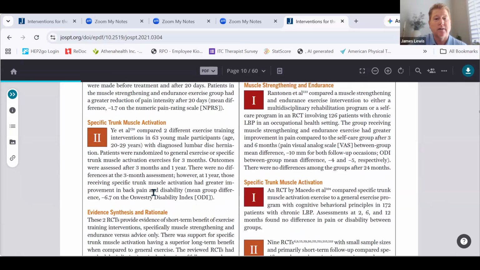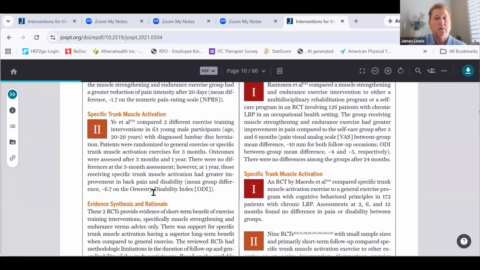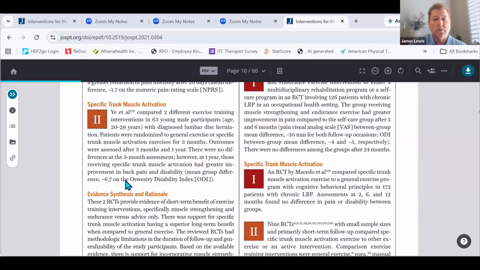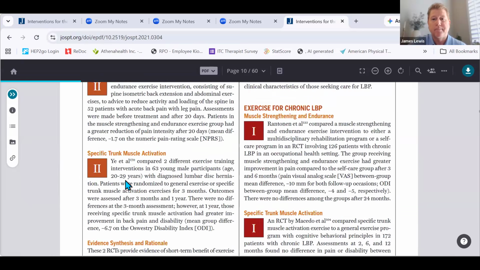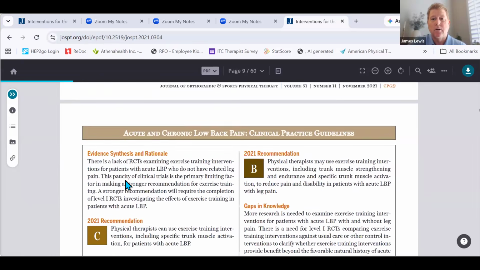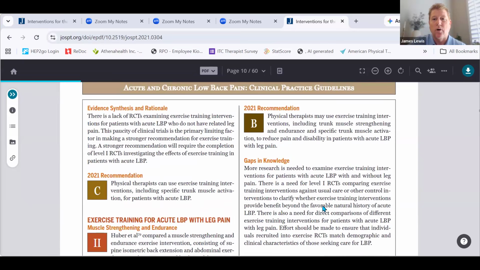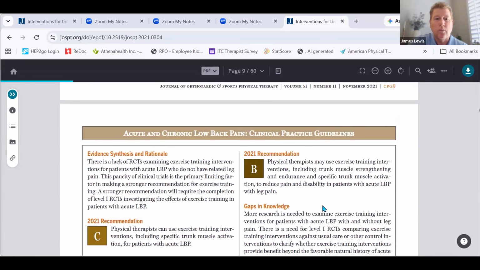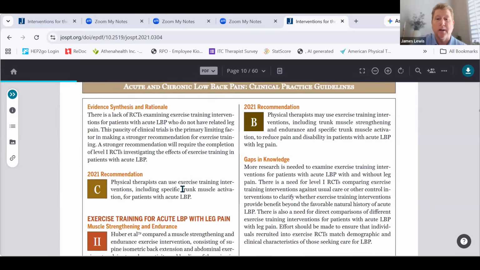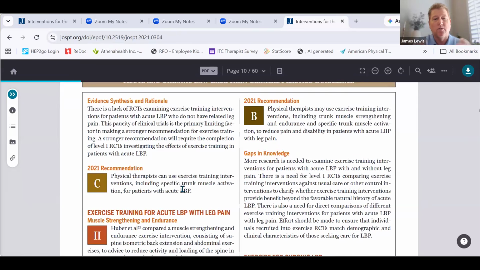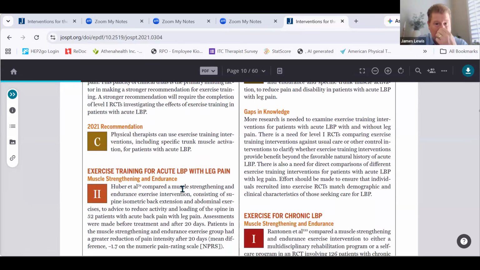Specific trunk muscle activation, level 2 in the literature. And then exercise training gets a B overall with low back pain and leg pain. And so that's kind of how you would want to use that if you're looking for exercise training.